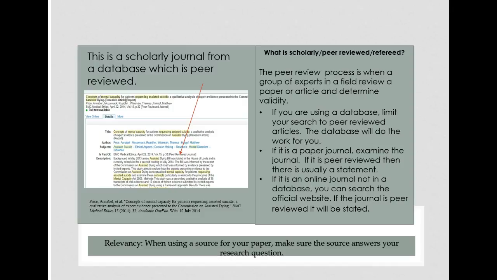If it's a paper journal, examine the journal. If it's peer-reviewed, there's usually a statement in the beginning. If it's an online journal, not in a database, you can search the official website, and if the journal is peer-reviewed, it will be stated. This is an example from one of our databases, and it says right here, peer-reviewed journal.